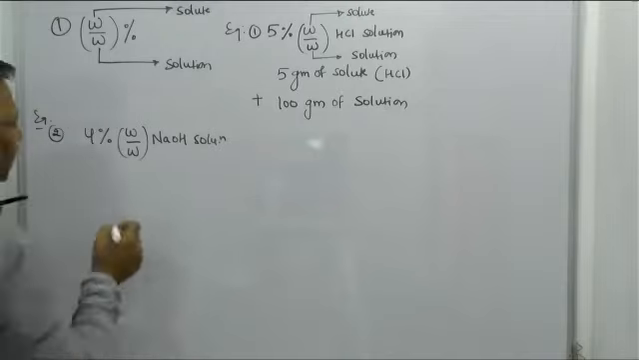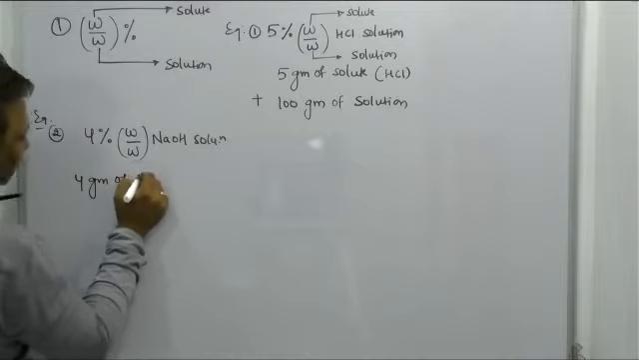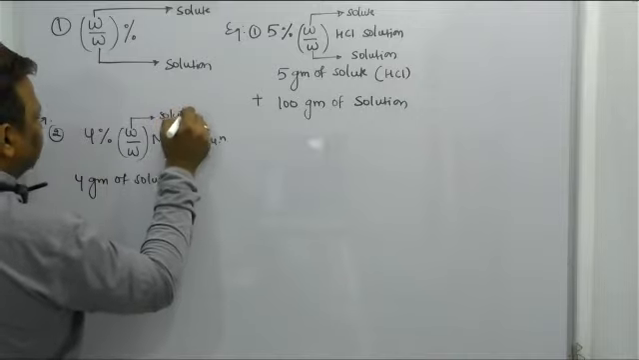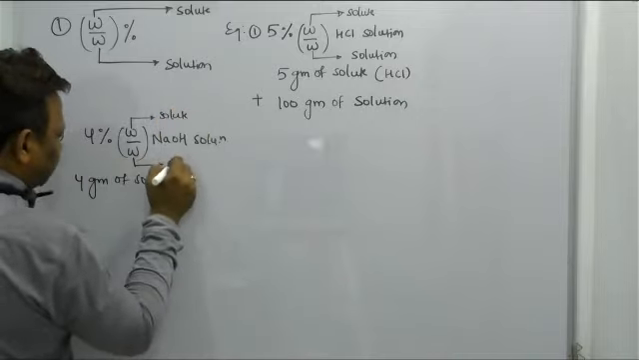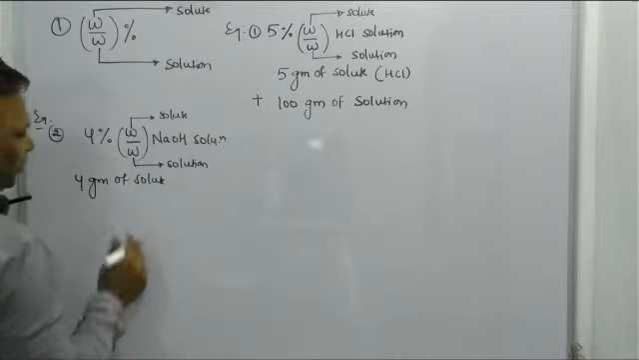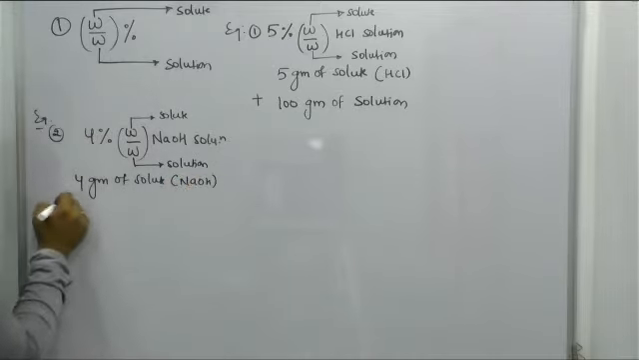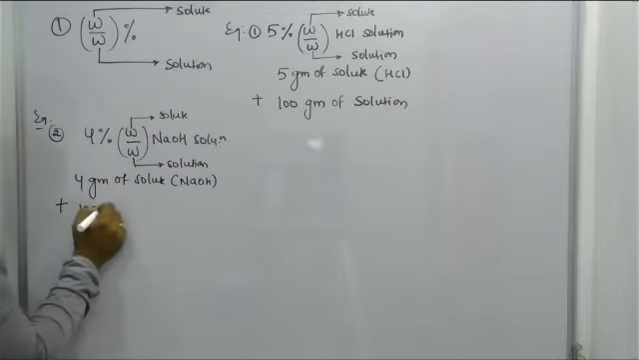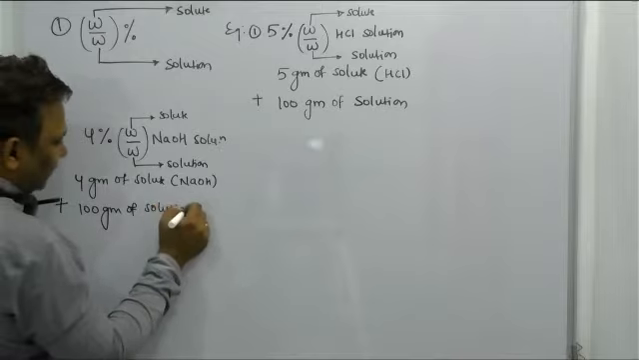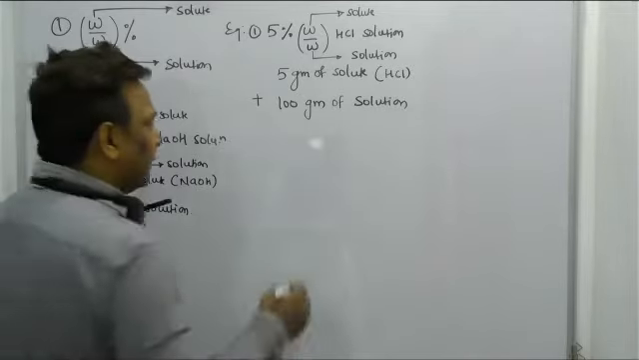So you have to say, this 4 W means gram of solute, because numerator W will always indicate the solute, and denominator W always indicates the solution. 4 gram of solute. What is the solute we are having, beta? NaOH. It is dissolved in 100 gram of solution. This W is the weight of the solution. Got the point?